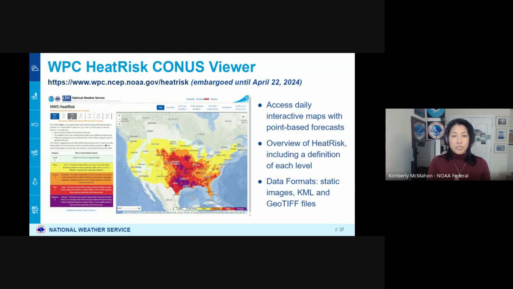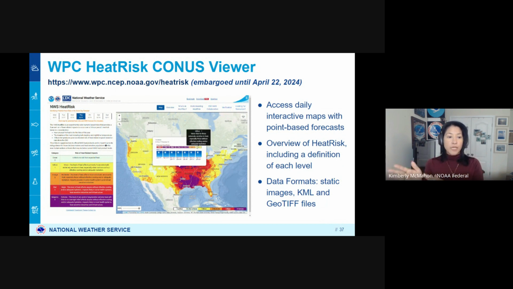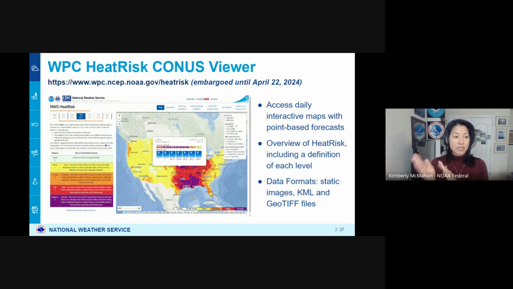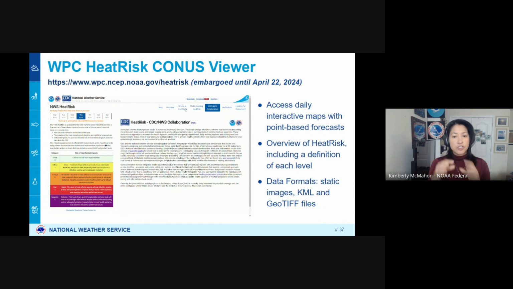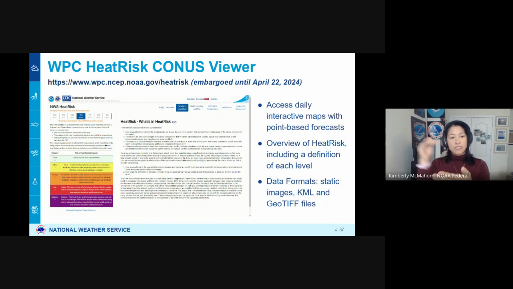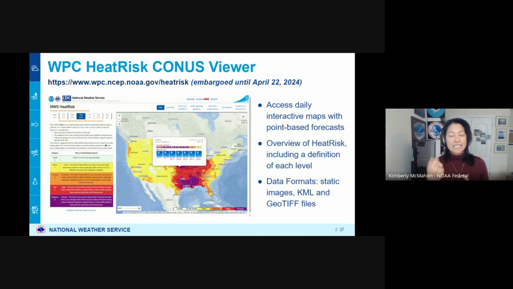I want to say thanks to the Western Region developers and WPC on this CONUS viewer. It's an interactive web page that provides a way for you to look at heat risk live data, and as the animation shows, you can move through the 7-day forecast and then click on a location. You can also, of course, zoom in and zoom out, but when you click on a location, you get that pop-up box, and each of the days has that day's heat risk category.